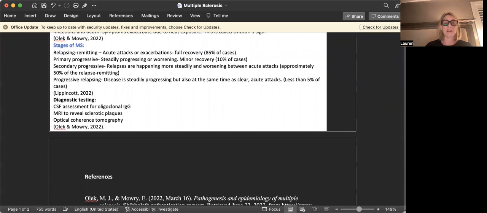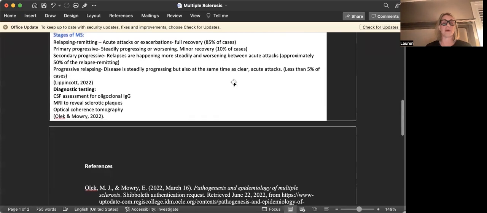Stages of MS, you have your relapsing remitting. This is clear relapses or acute attacks. Typically, this has full recovery, no lasting disabilities, and approximately 85% of cases. It can involve a single episode, or benign MS. Then you have your primary progressive, which is steadily progressing, worsening with minor recovery or plateaus. This could possibly involve different parts of the brain or the spinal cord, and it's approximately 10% of cases.